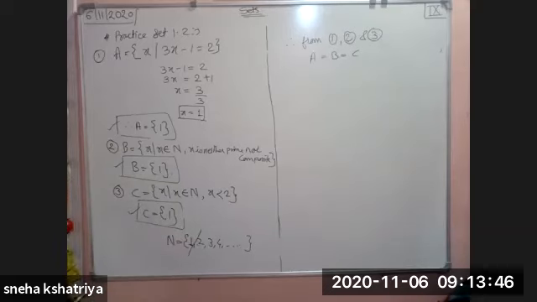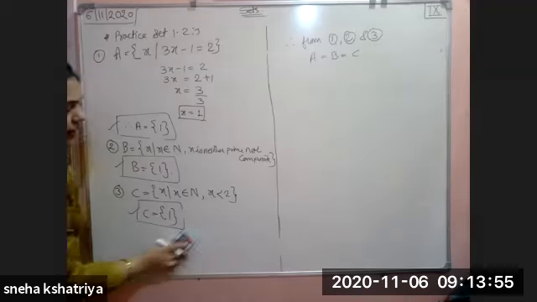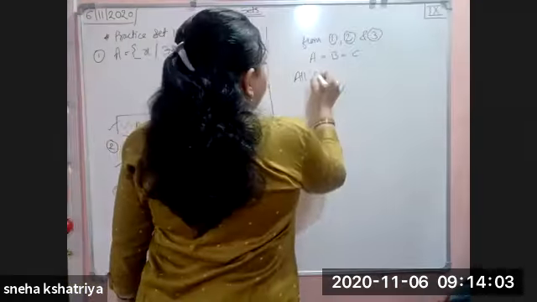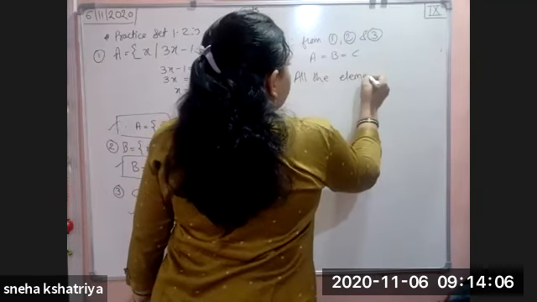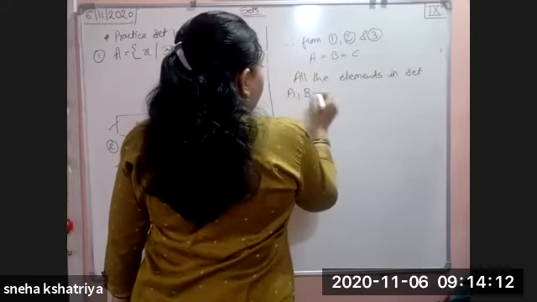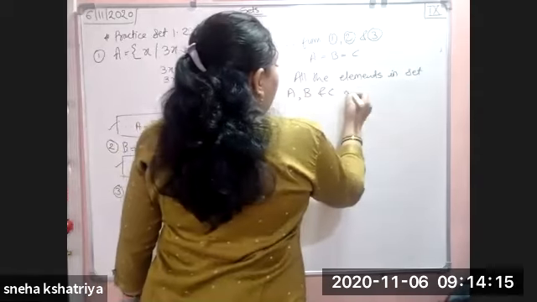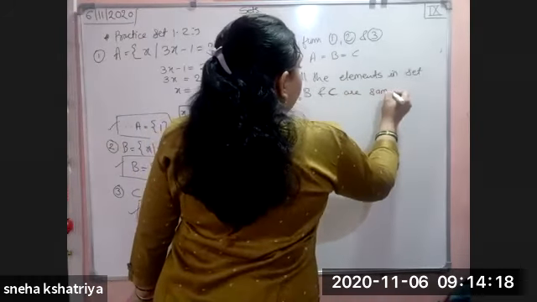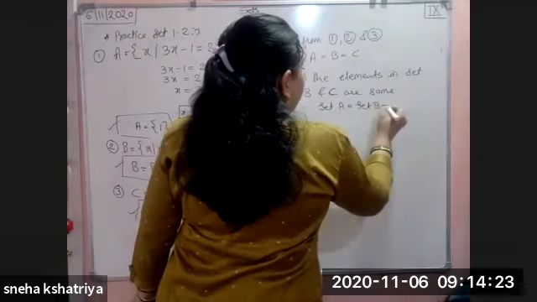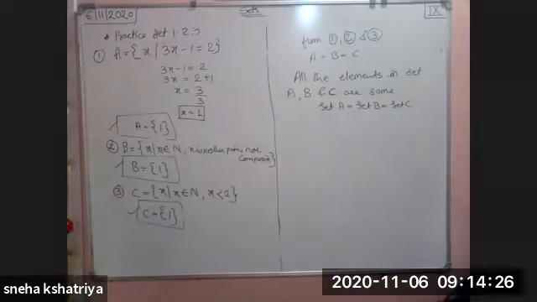Very easy example it is. Just solve this, you will get the answer. Also solve this, and you will get that set A, set B and set C are equal. This is the justification. Or you can write here also: all the elements in sets A, B and C are the same. Therefore, set A is equal to set B is equal to set C. Very easy example.